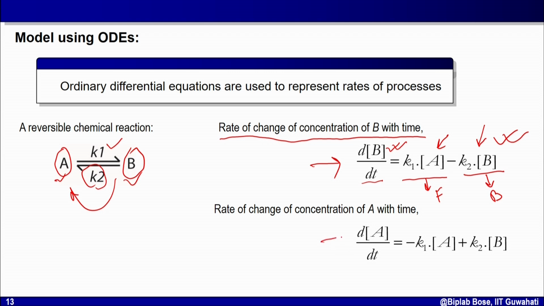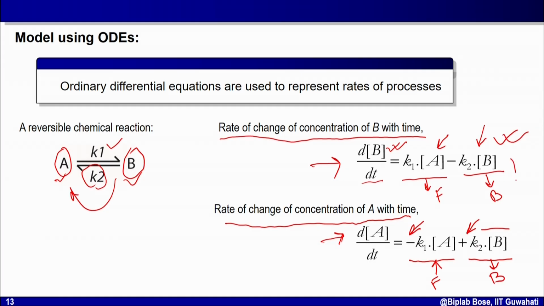Similarly, I have an ODE, a differential equation, representing the rate of change of concentration of A with time. So I have dA dt equal to minus K1A. Remember, this is the forward reaction, but by this process A is getting used up. So that's why I have a minus sign here. Plus K2B, which is the backward reaction. And remember, here I have a positive sign because by this backward process, A is created.